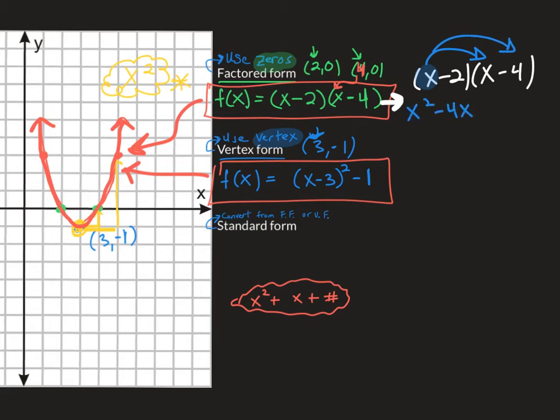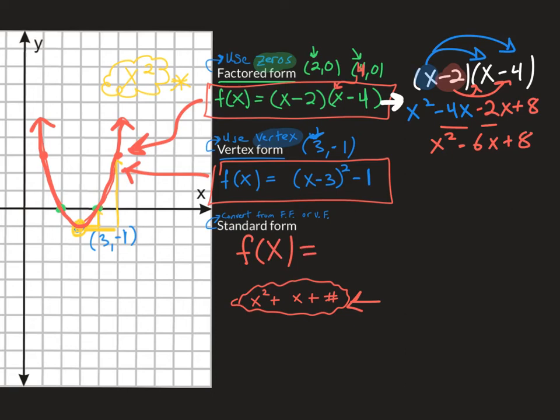Okay, let's do the same thing over here. So let's take that negative 2 there. Distribute this one. All right, so now I've got a negative 2x and then a positive 8. Now I can put those together, and that's going to get me an x squared minus 6x plus 8. Well, wait, doesn't that look like that standard form? Yeah, it does. So now I have my standard form. That's going to be x squared minus 6x plus 8.